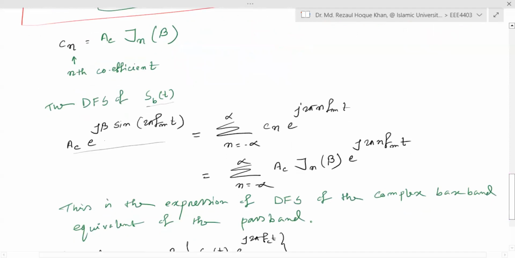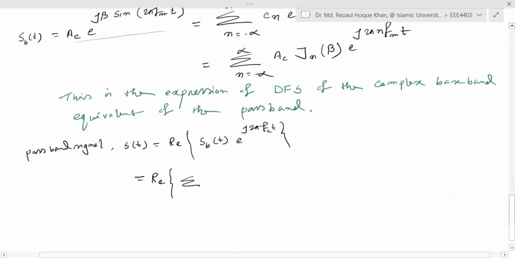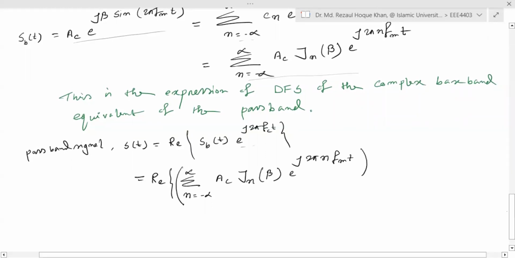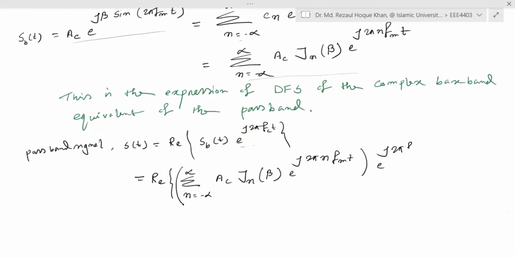Which is actually our SB signal, so we can write it SB. Actually our signal. So replacing it, n equal to minus infinity to infinity, Ac Jn function of beta, e to the power j 2 pi n fm t, which is actually this part, and then the rest of the part is e to the power j 2 pi fc t.